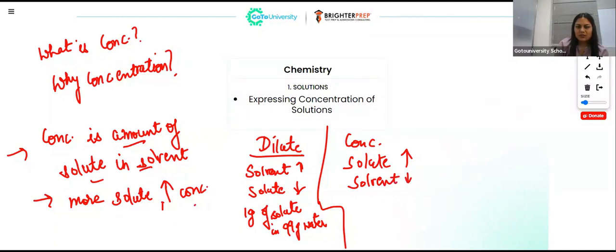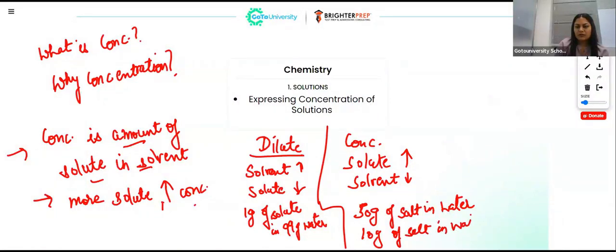So more the solute is present, more will be the concentration of solution, right? Say one side we are having 50 grams of salt in water, and other side we are having 10 gram of salt in water, right? So which solution will be more concentrated? This one, which is having more solute present in solution, right?